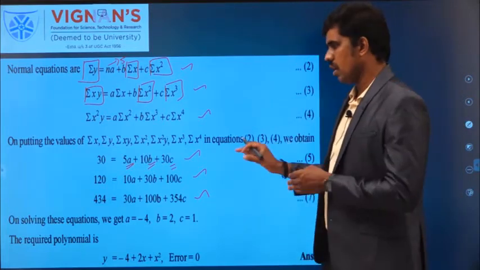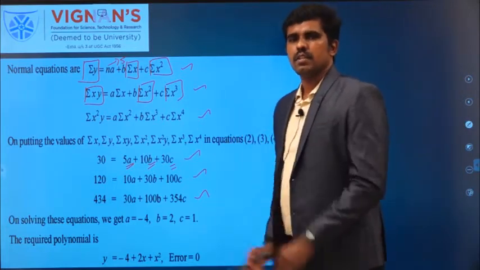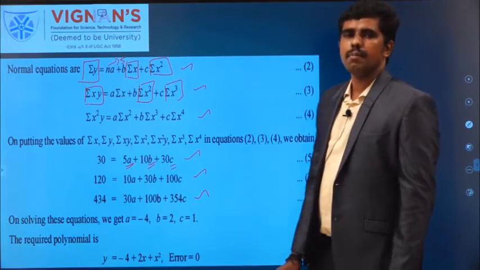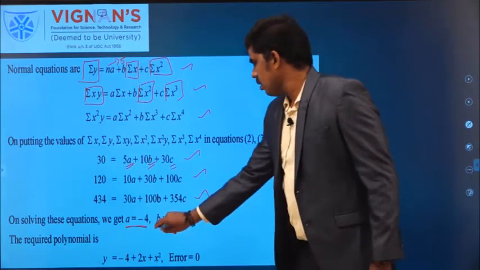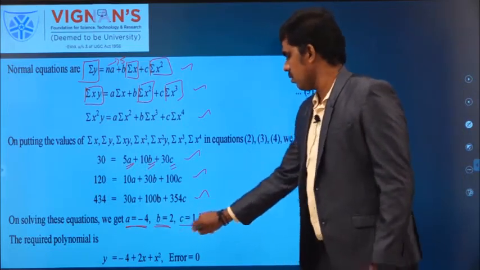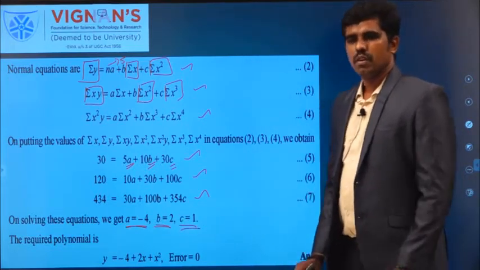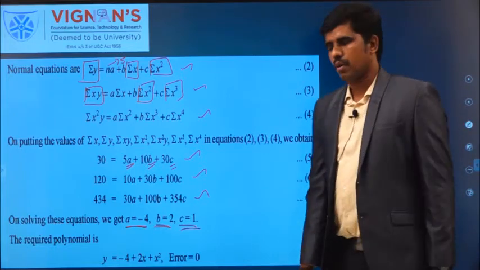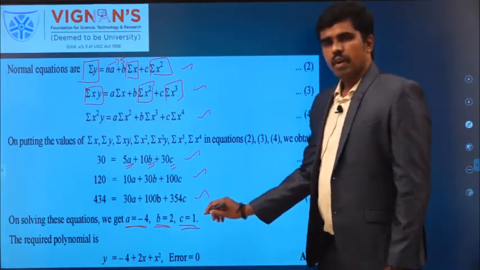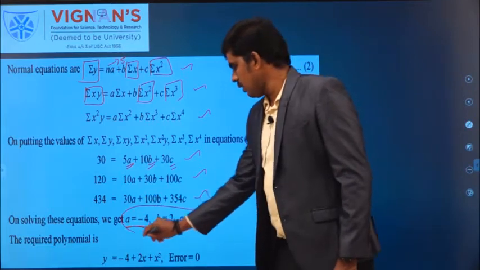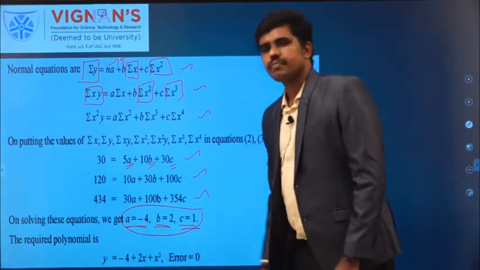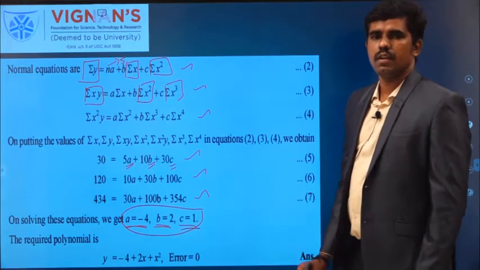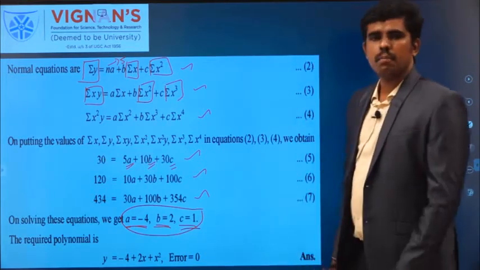So use a calculator with these a, b and c values, then directly you can find a is equal to minus 4, b is equal to 2 and c is equal to 1. So 99% of the problem is over. Now what is the remaining? Substitute all these values in the parabola equation, our assumed parabola equation.